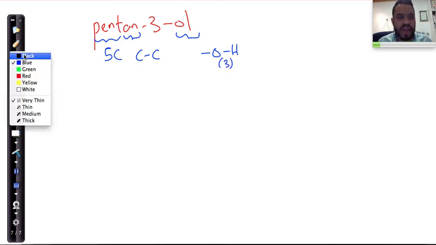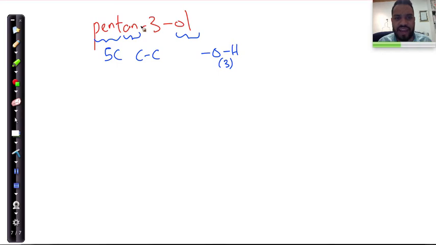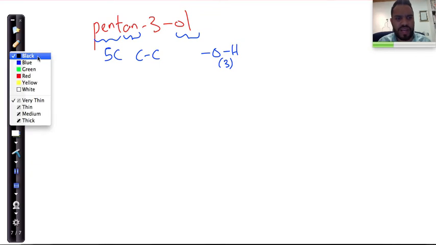Okay, so as we read it, pent is 5 and has single bonds between the carbons. Ol tells us it is an alcohol that is going to have the hydroxyl functional group present on the 3rd carbon. So sometimes this is written as 3-pentanol, and sometimes it is written as pent-3-ol. I prefer this notation because it is easy to see where exactly the hydroxyl functional group lies. So let us look at this example.